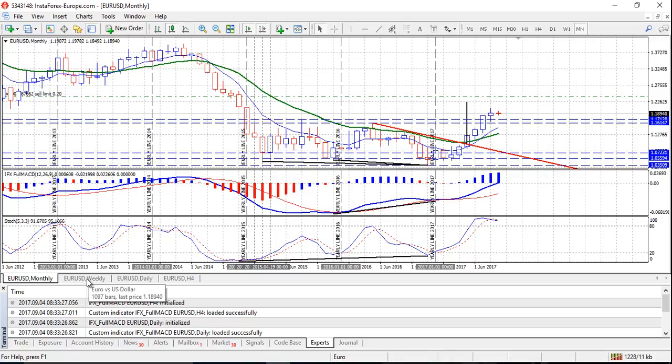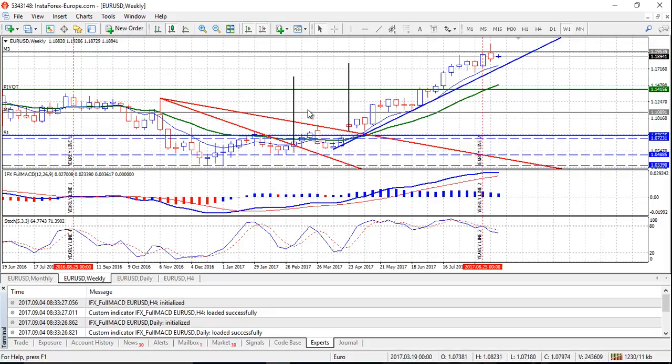Then if you go over to the weekly chart, what this means is that each of these candles is a week. Each of these candles takes a week to form.